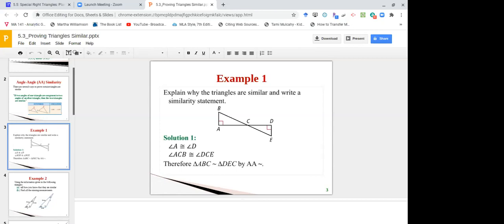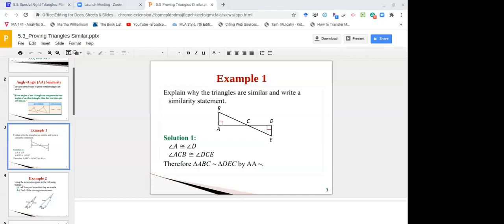So it says, explain why the triangles are similar.